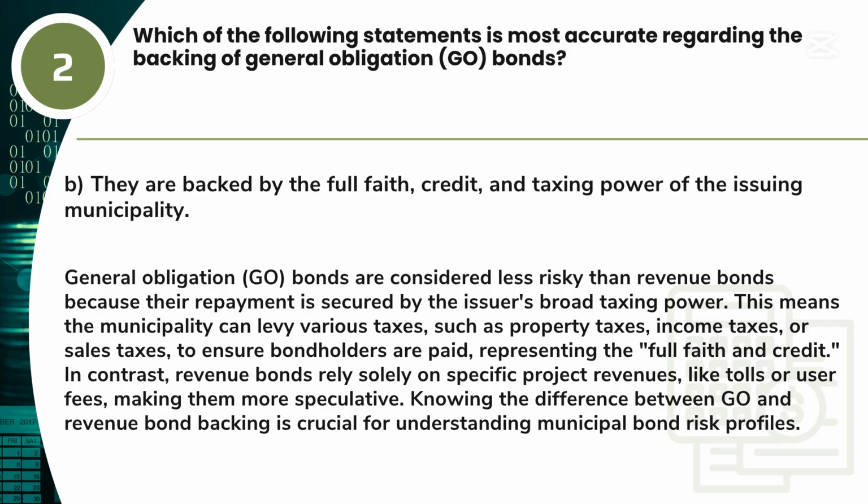In contrast, revenue bonds rely solely on specific project revenues, like tolls or user fees, making them more speculative. Knowing the difference between GO and revenue bond backing is crucial for understanding municipal bond risk profiles.